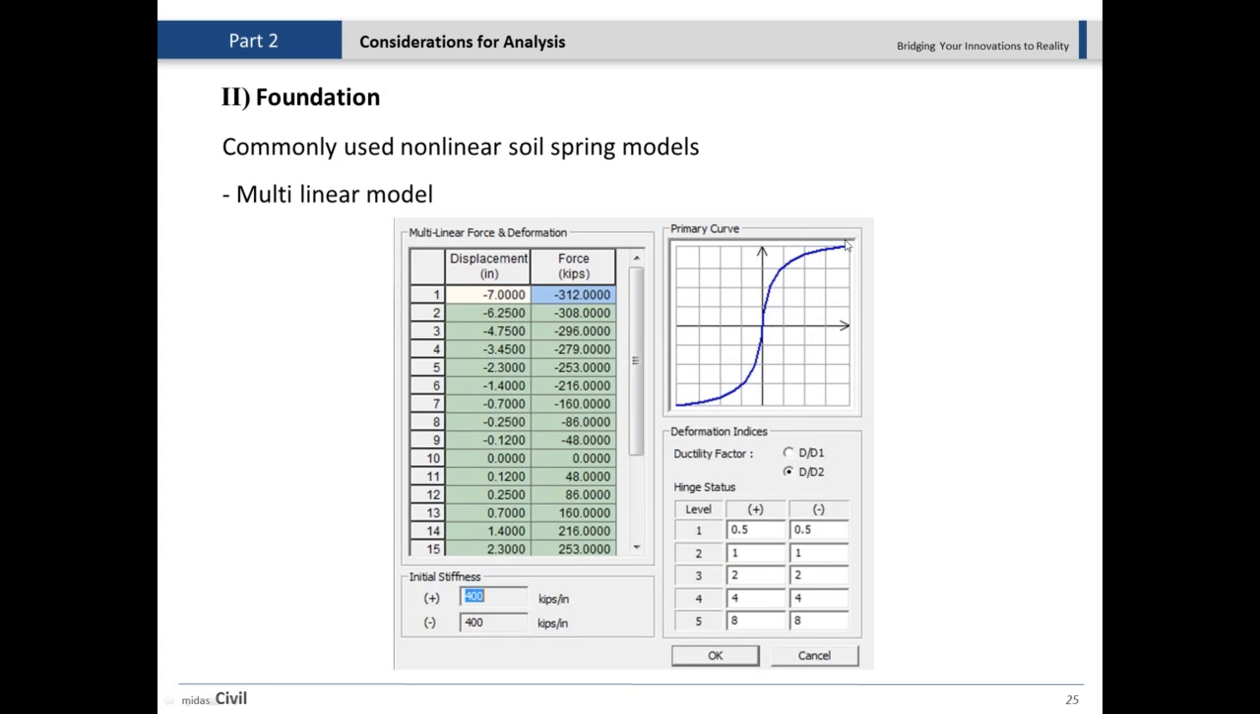That could be only compression or only tension, or it could go in both directions. When it goes this way, you see the plastic deformation of the soil. When you have unloading, it comes back with the first slope of that curve. All right, so this is pretty impressive and useful when you want to model a more accurate type of nonlinearity.